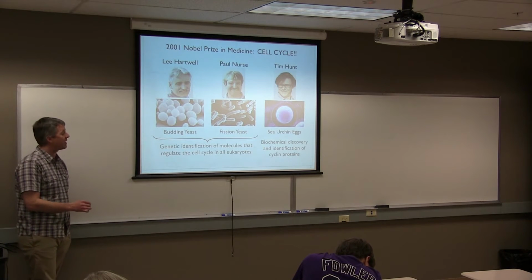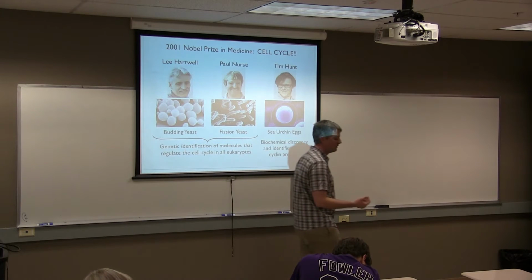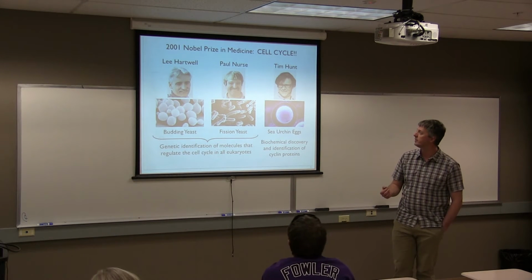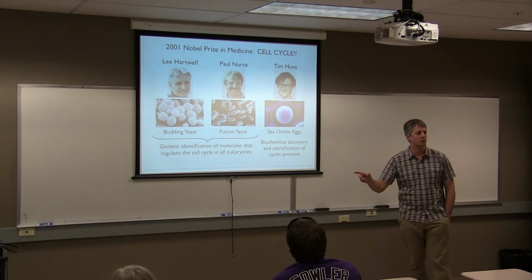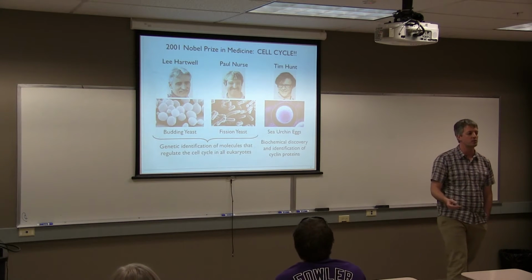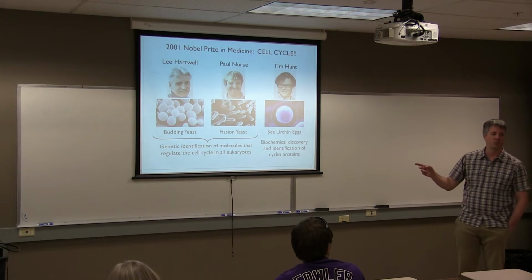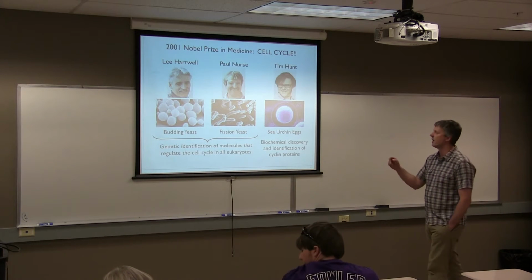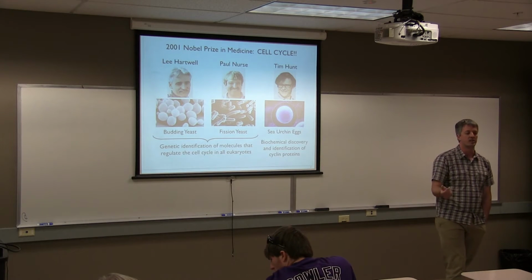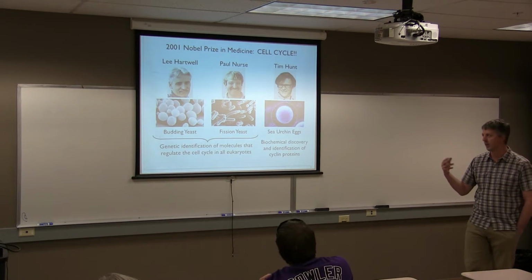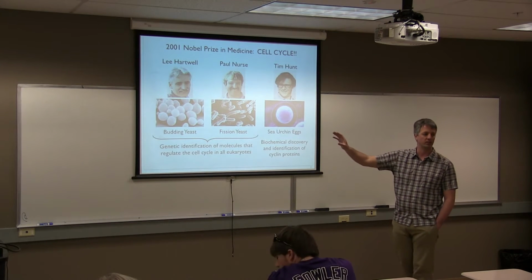So let's close out last time talking about the three individuals who got the Nobel Prize for the cell cycle in 2001. Lee Hartwell's contribution was screening yeast mutants for cell cycle control genes. Paul Nurse was important for doing that in fission yeast. And Tim Hunt was working with mitosis promoting factor in sea urchin eggs. Tim Hunt was more of a classical biochemist, so we'll mostly focus on Lee Hartwell and Paul Nurse's contributions.